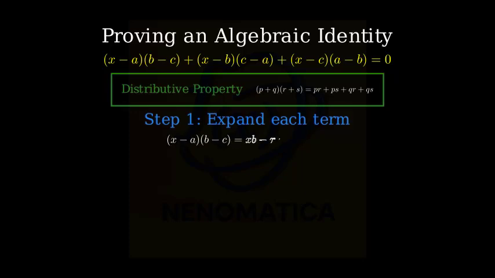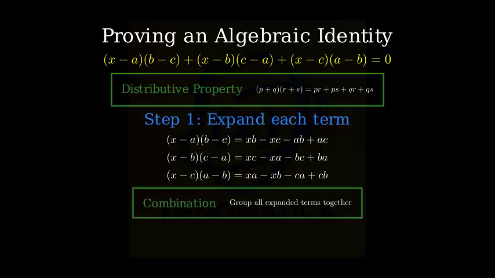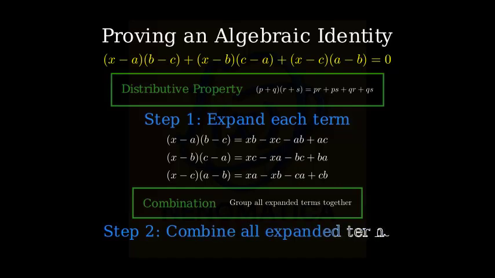For the first term, we have x times b minus x times c minus a times b plus a times c. For the second term, we get x times c minus x times a minus b times c plus b times a. And for the third term, we get x times a minus x times b minus c times a plus c times b. Now, let's combine all these expanded terms. We'll add all the expansions together.